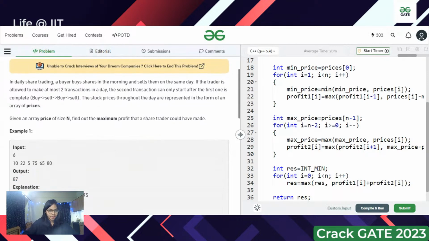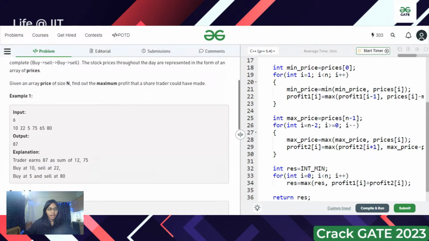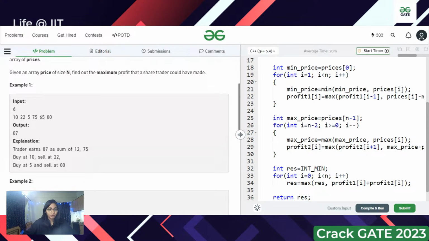Okay, so the question statement reads as: in daily share trading, a buyer buys shares in the morning and sells them on the same day. If the trader is allowed to make at most 2 transactions in a day, the second transaction can only start after the first one is complete. The stock prices throughout the day are represented in the form of an array of prices. So, given an array price of size n, find out the maximum profit that a share trader could have made.